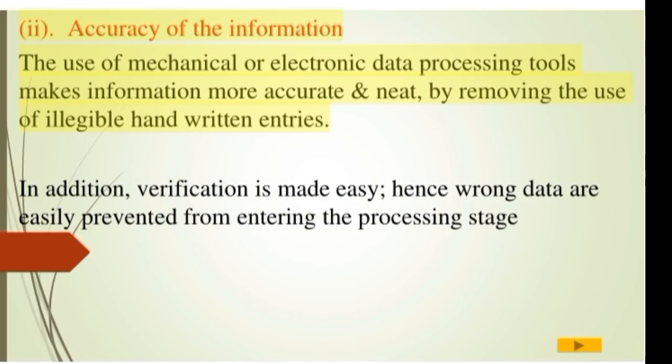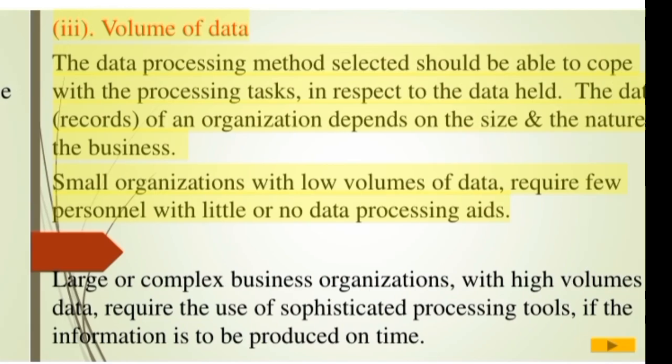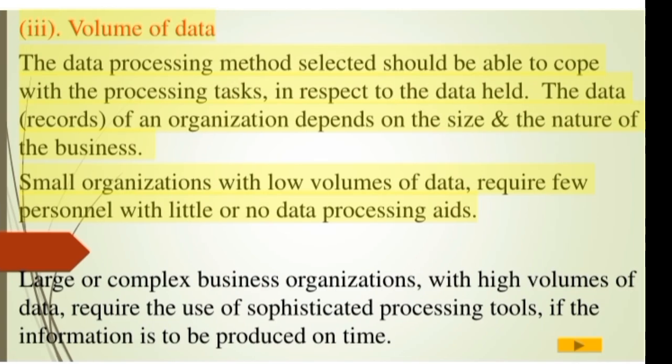2. Accuracy of the information. The use of mechanical or electronic data processing tools makes information more accurate and neat, by removing the use of illegible handwritten entries. In addition, verification is made easy, hence wrong data are easily prevented from entering the processing stage. 3. Volume of data. The data processing method selected should be able to cope with the processing tasks, in respect to the data held. The data records of an organization depend on the size and the nature of the business.